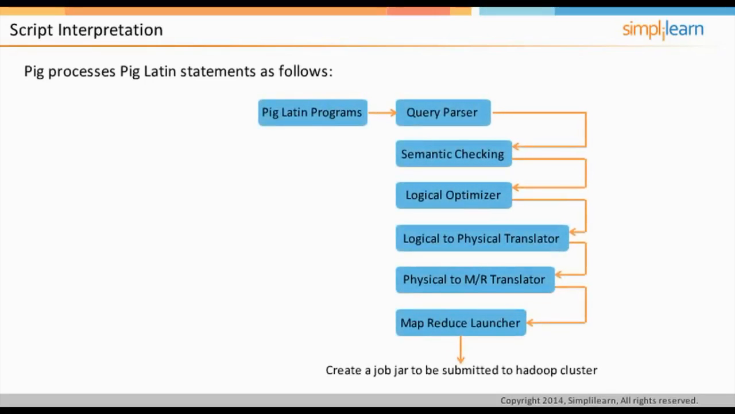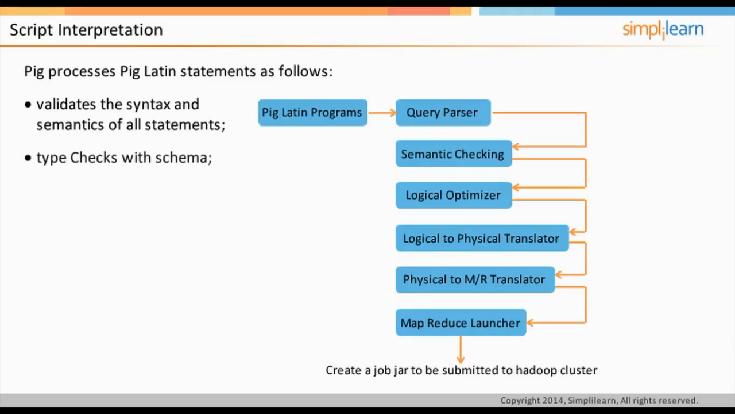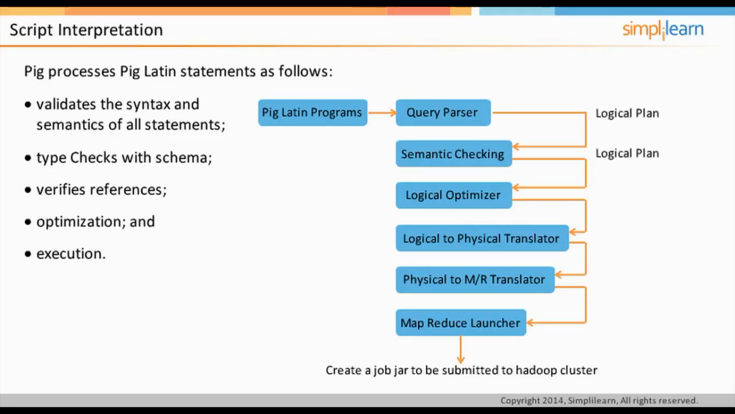Pig processes Pig Latin statements in the following manner. First, Pig validates the syntax and semantics of all statements. Then, it type checks with schema. Later, it verifies references. Pig performs limited optimization before execution. Next, if Pig encounters a dump or store, Pig will execute the statements. Store operator will store it in a file. A Pig Latin script execution plan consists of the logical plan, optimized logical plan, physical plan, and MapReduce plan.